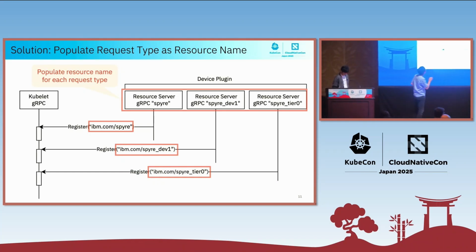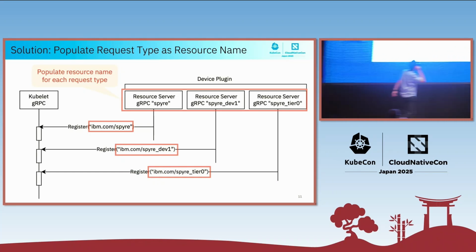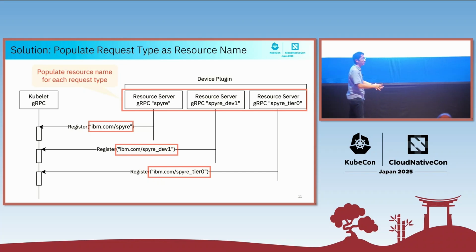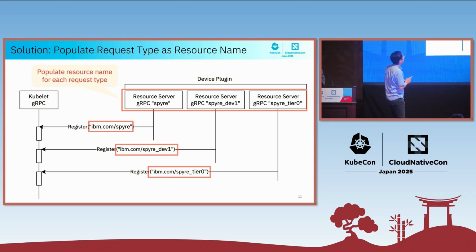Our solution is populating the request type as the resource name. We cannot use anything other than resource name and quantity, so let's encapsulate parameters into the resource name. For example, not just /Spire, but also /Spire tier 1 or /Spire dev something. So we can specify a certain PCI device to assign the card to the pod. This is our solution for having no parameters, but it incurs other issues.